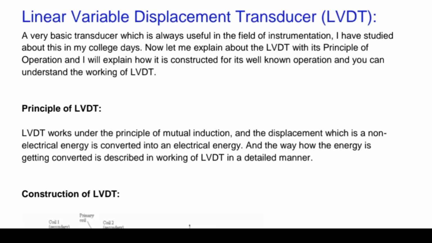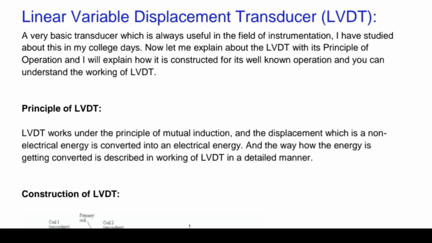Small variations in the movement of linear motion can be converted into an electrical signal by the use of LVDT. It is a very basic transducer, always useful in the field of instrumentation. If you go to any small industries also, we are using LVDTs, where small motion can be easily controlled by the use of LVDT. In industries, LVDTs are used for very thin length measurement, and linear motion can be converted into an electrical signal.